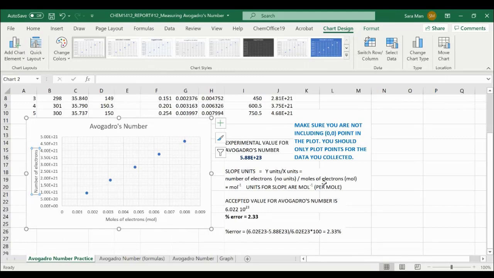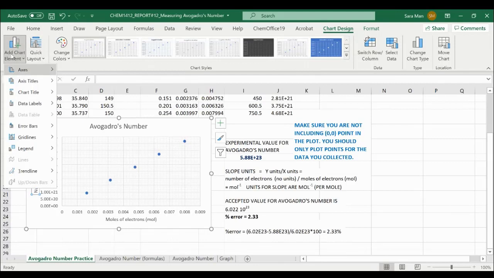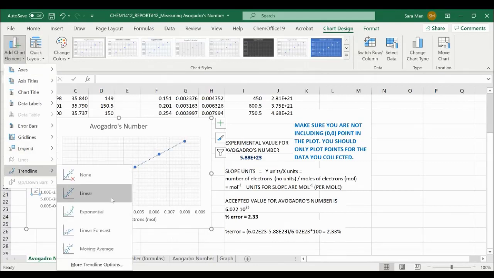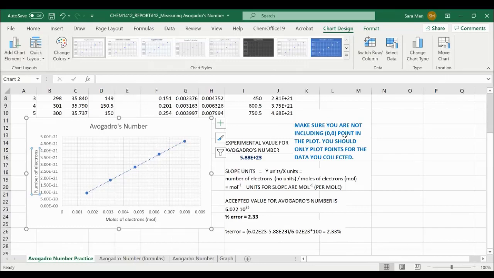We need to add a trend line because we see the line, but we need the equation. If we don't have the equation, we don't know the Avogadro number. We need the slope. How do we add a trend line? Here, trend line. Make sure you pick linear. This is the best fit. And this is how you have the trend line. But still, we need the equation.